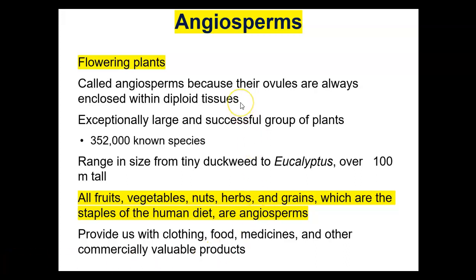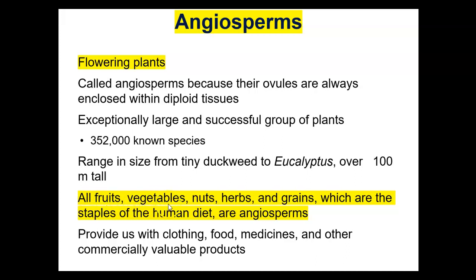Okay, so this is the lecture on the angiosperms from chapter 23. Where gymnosperm meant naked seed, angiosperm means covered seed. In other words, the seed is covered and protected by a fruit and a flower. So the angiosperms are the flowering plants. If it produces a flower, then it's an angiosperm.